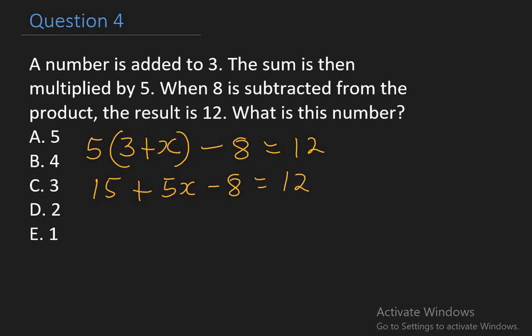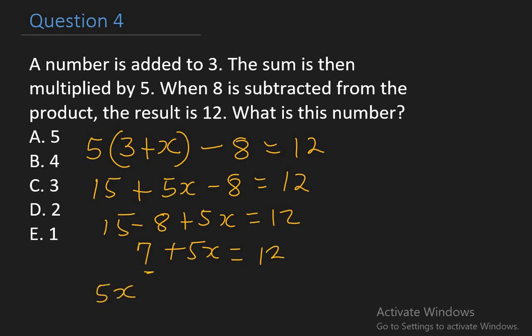Collect like terms. Reorganize this. You have 15 minus 8 plus 5x equal to 12. 15 minus 8 is 7 plus 5x equal to 12. Collect like terms. Move 7 to the right hand side. 5x will be alone now. As 7 crosses the equal to sign to meet 12, 7 being a positive number, we change it to a negative number.